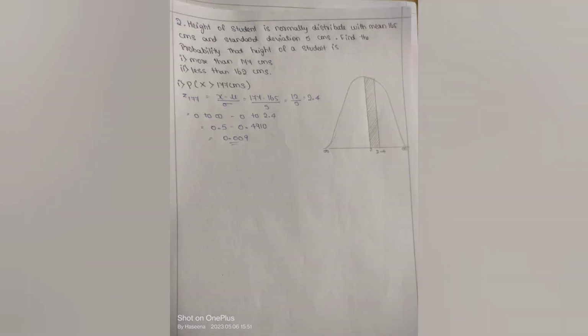So now we will solve the second question. First, let's start by solving the first bit of the question. Here it says more than 177 centimeters, which means greater than 177 centimeters. To solve this, we will use the Z formula of (x minus mu) divided by the standard deviation. It will give us 177 minus 165 divided by 5, which will give us an ultimate solution of 2.4 in positive.